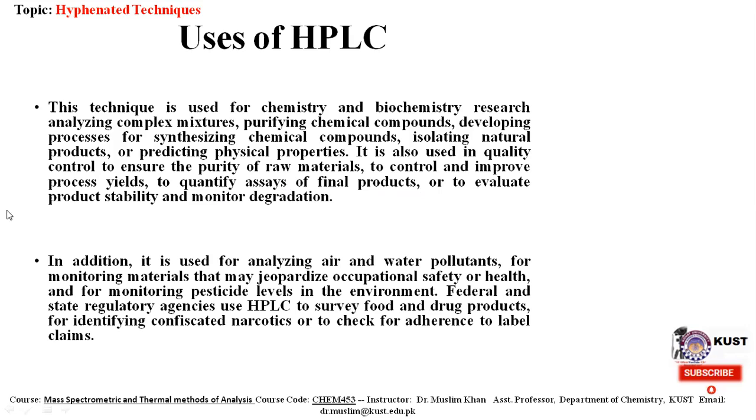In addition to these uses, HPLC is used for analyzing air and water pollutants, for monitoring materials that may jeopardize occupational safety or health, and for monitoring pesticide levels in the environment. Federal and state regulatory agencies use HPLC to survey food and drug products, for identifying confiscated narcotics, or to check for adherence to label claims.